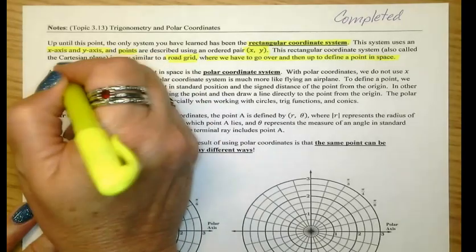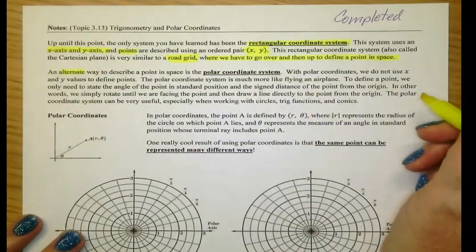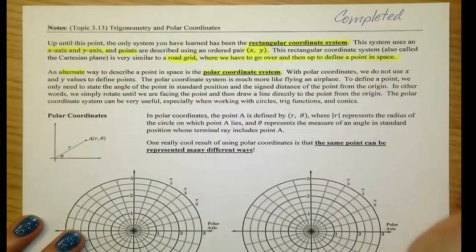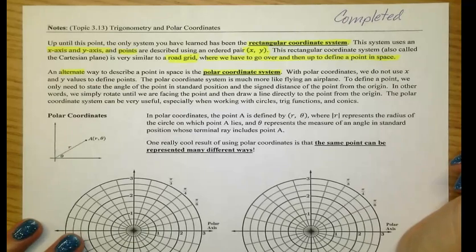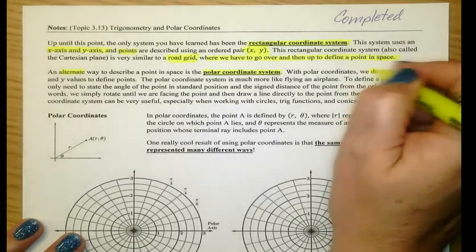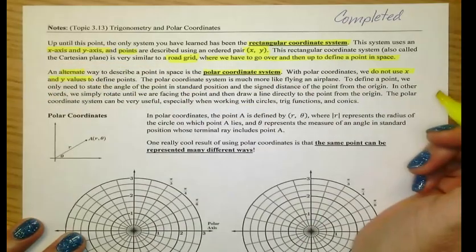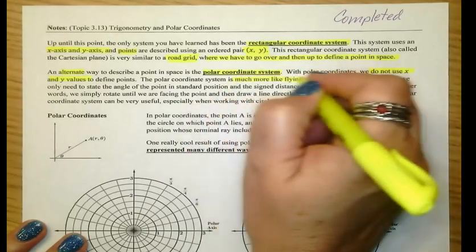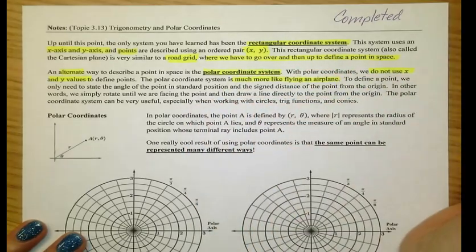But what we're going to learn today is an alternate way to describe points in space, and this is called the polar coordinate system. With polar coordinate systems, we don't use an x or a y value to graph a point. In the polar coordinate system, this is much more like flying in a plane. Think about that. I know where the airport is. The plane takes off at a certain angle or degree or measure, and it flies to the point. And we can go pretty much anywhere as long as there's an airport there for us to land in.